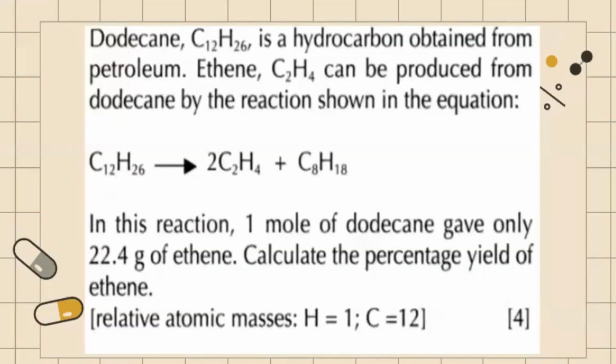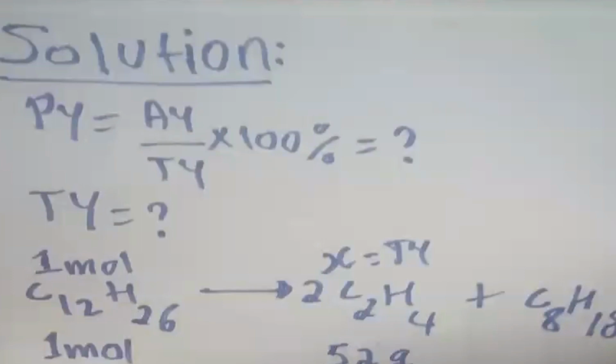So first, we have to find the theoretical yield. We have the actual yield of the product. Ethene is the product, C2H4 is ethene. The actual mass of product is given. What is the amount of C2H4 theoretically obtained from 1 mole of dodecane? This is the calculated amount, the yield. Usually the actual yield is given.